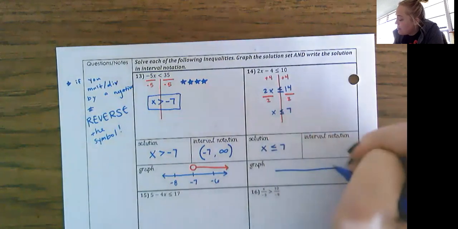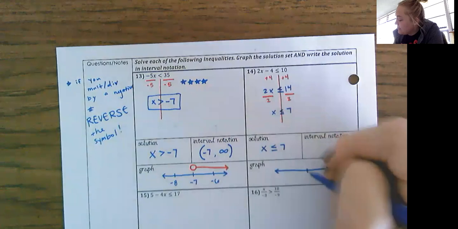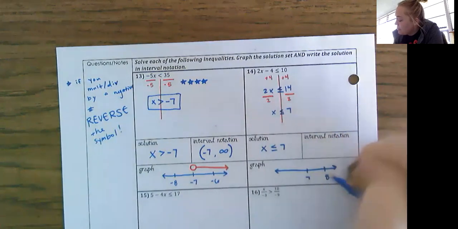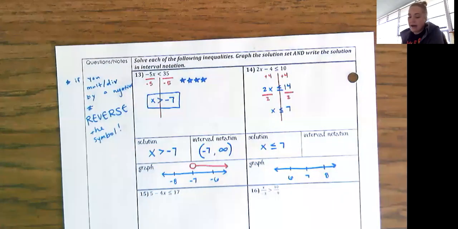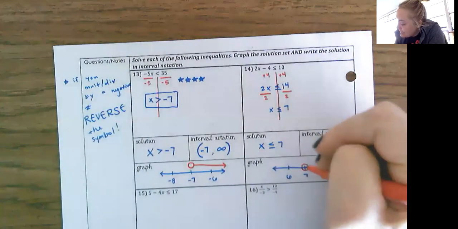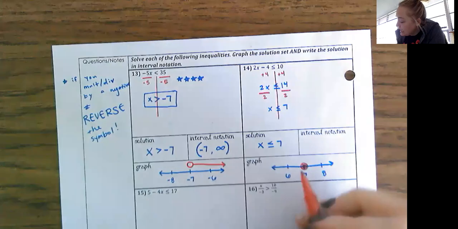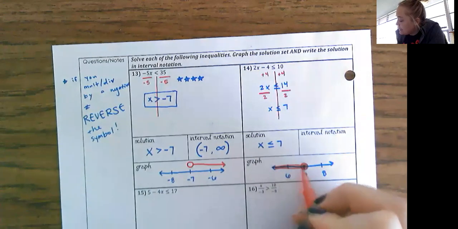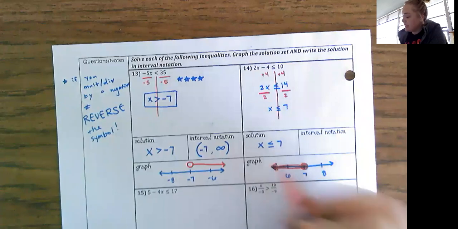My graph, I put 7 in the center. Above that would be 8. Below that would be 6. Now I'm going less than or equal to 7. So I start at 7, and since it can equal 7, I'm shading in there. And I'm going to shade everything that is less than that. And it should look like that.